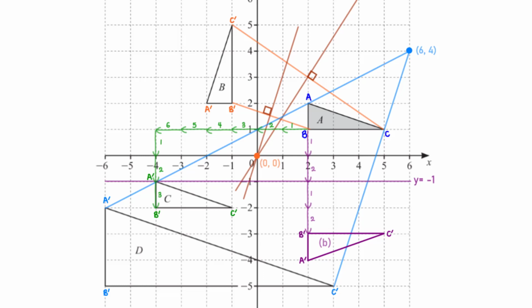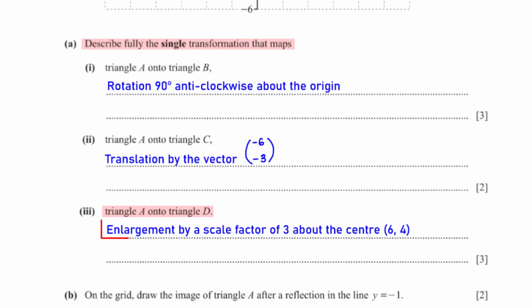From here, all we need to do now is to find the center of enlargement. We can get this by connecting at least two corresponding points on both triangles. The intersection point of the lines is the center of enlargement. In this case, we get the center to be (6, 4). And so the full description for this transformation would be enlargement by a scale factor of 3 about the center (6, 4). On the grid, draw the image of triangle A after a reflection in the line y = -1.